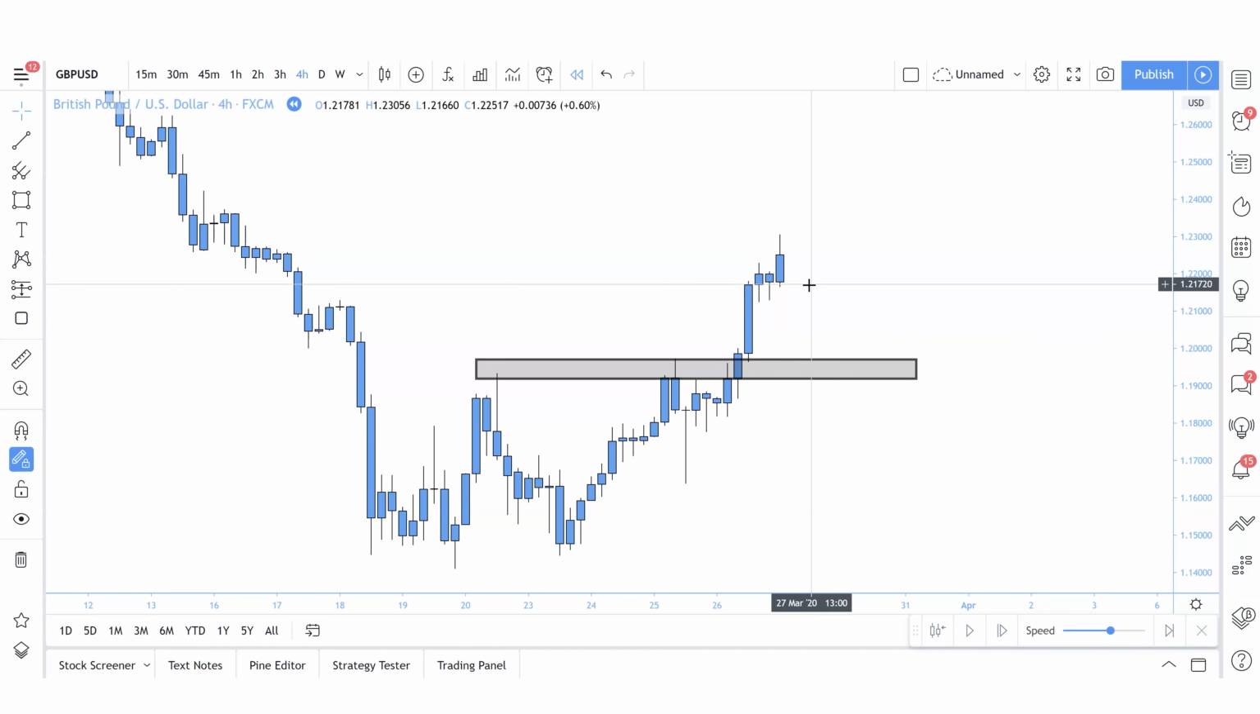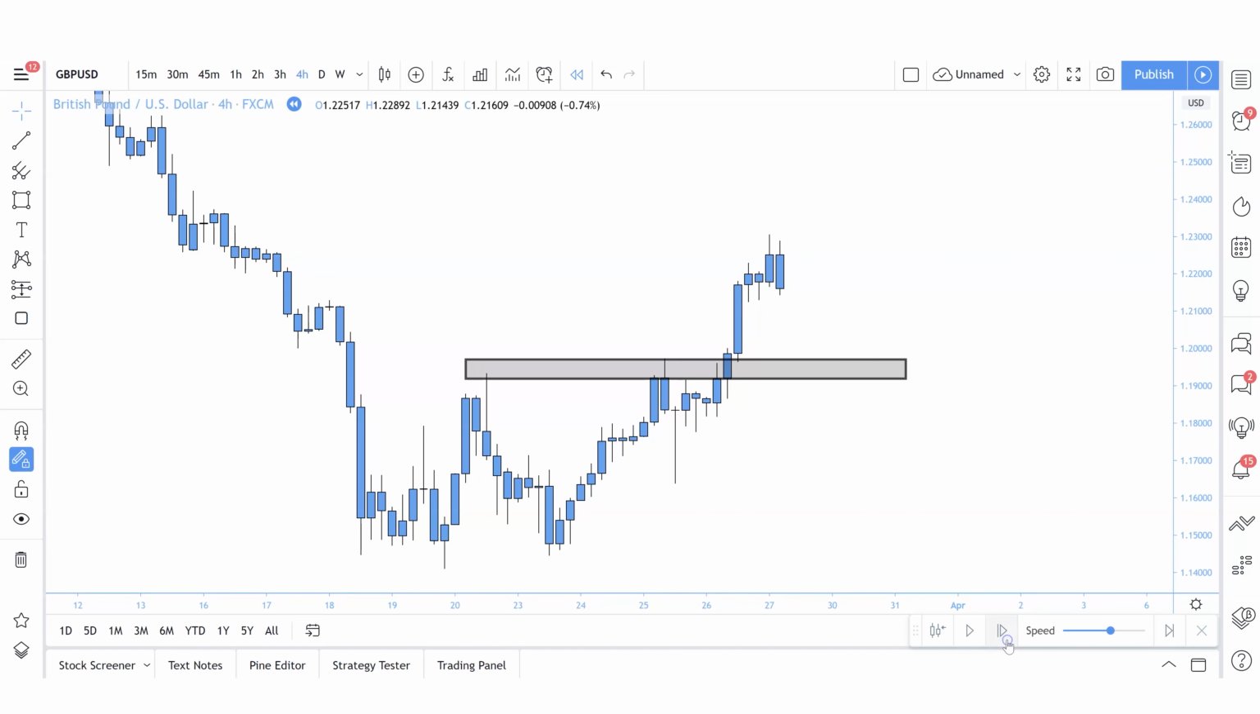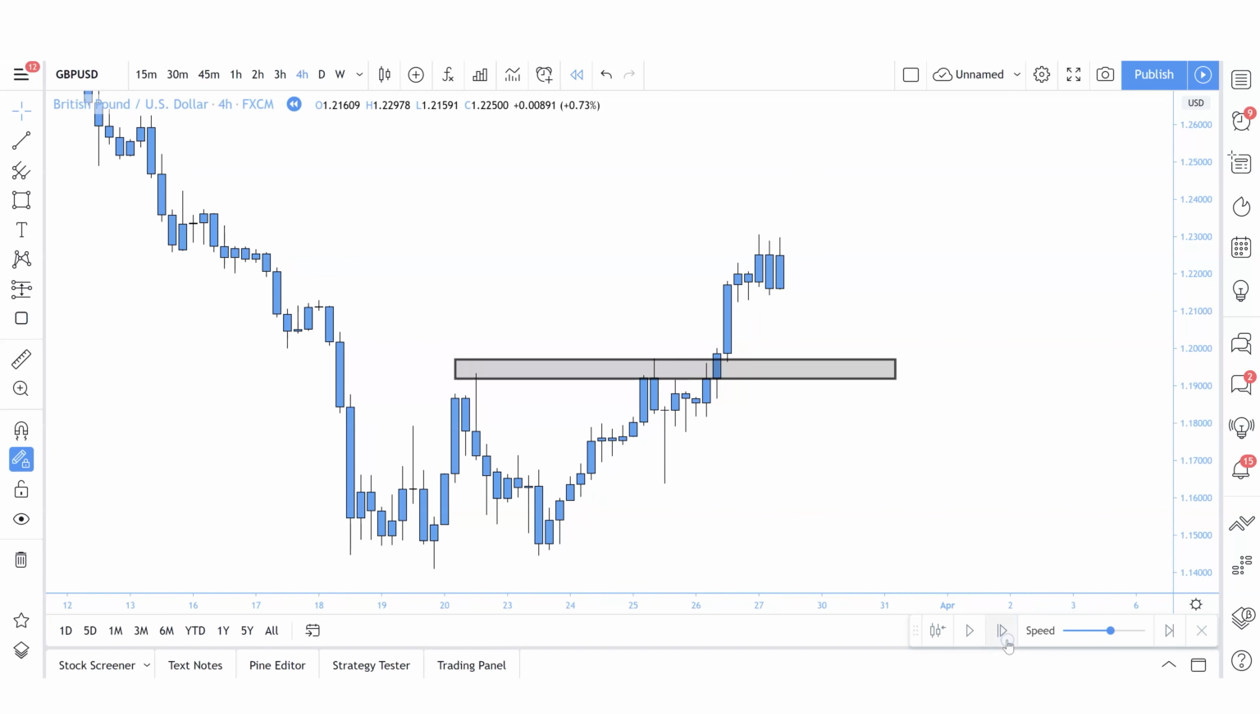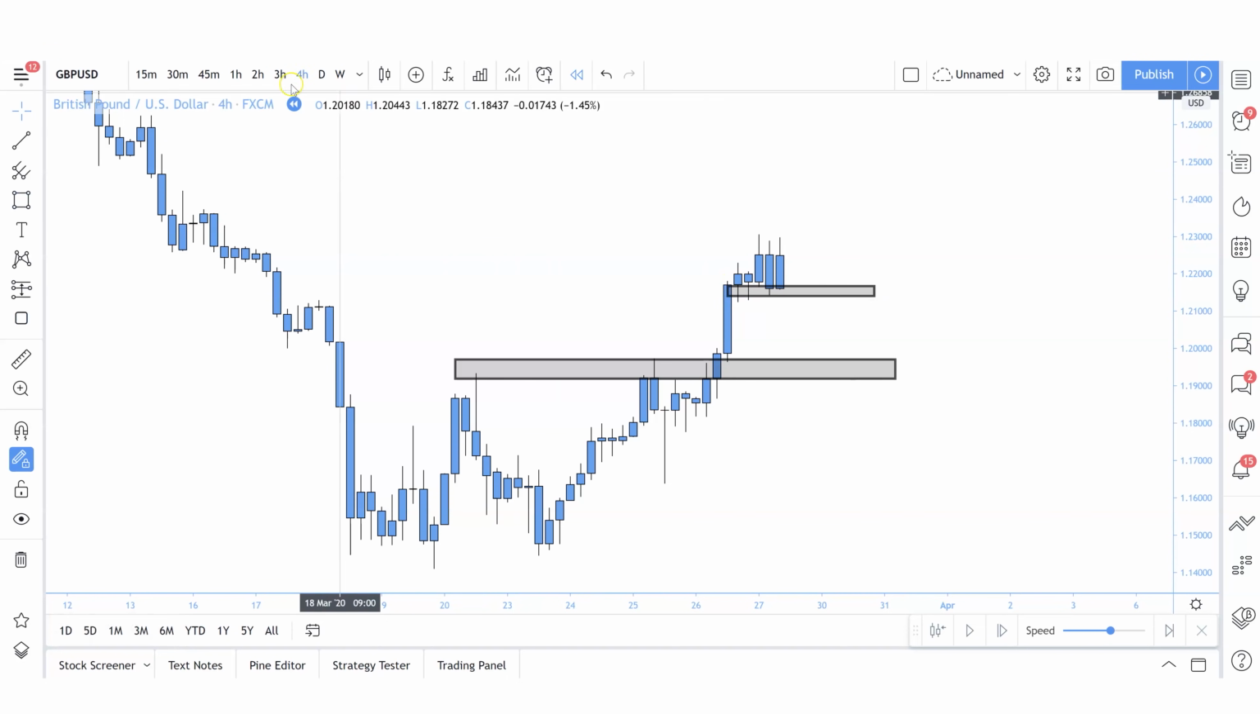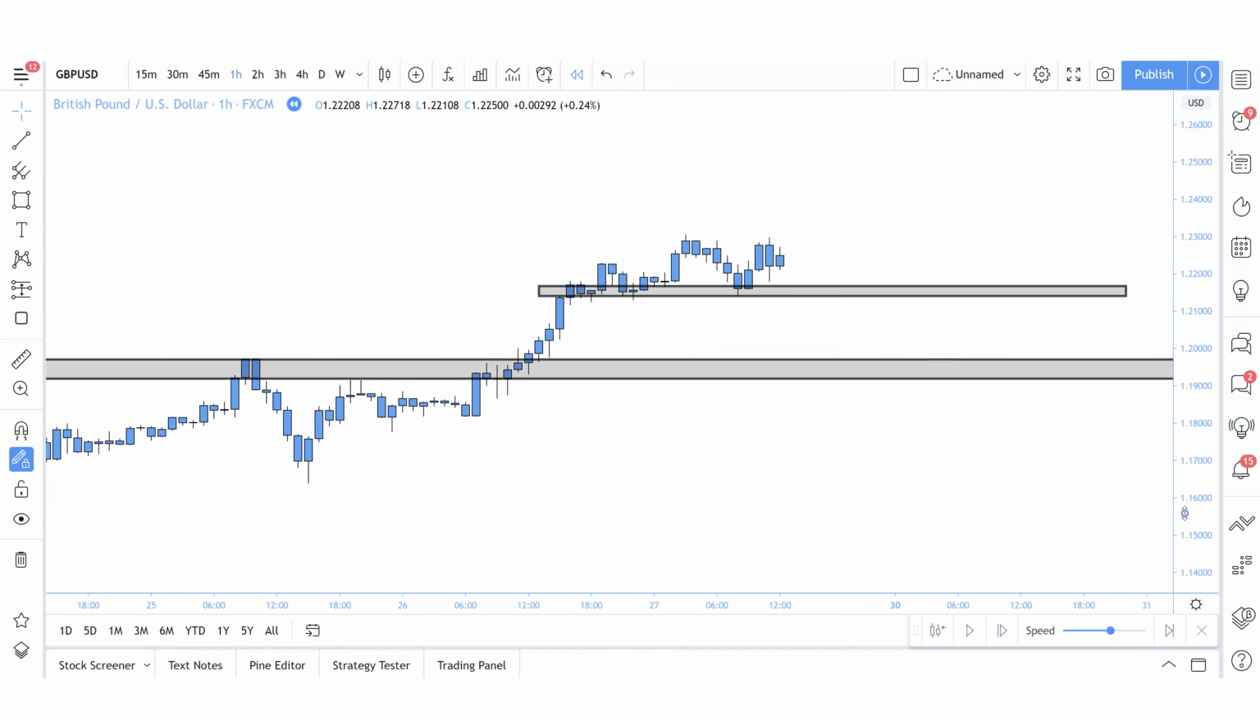So let's just see what happens with this structure and then just go from there, really. We keep pushing the candles and see if this level is being held, which is really interesting. Let's go over to the hourly time frame, see what happens here.